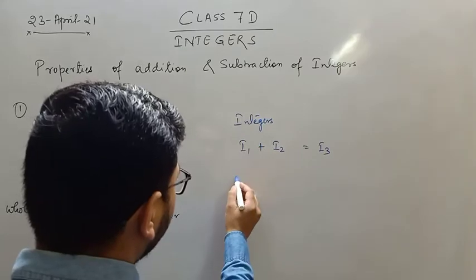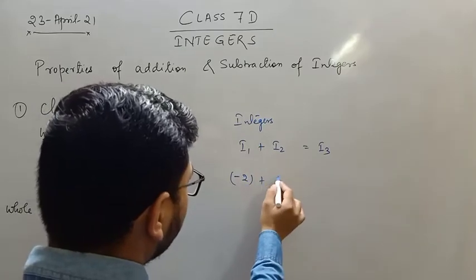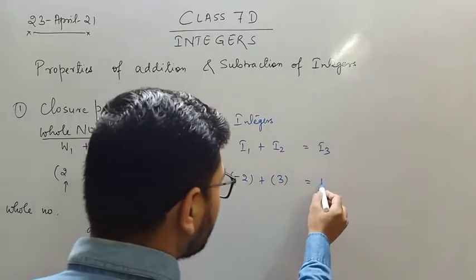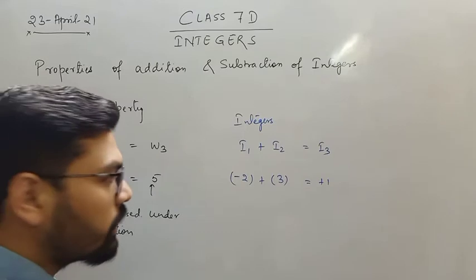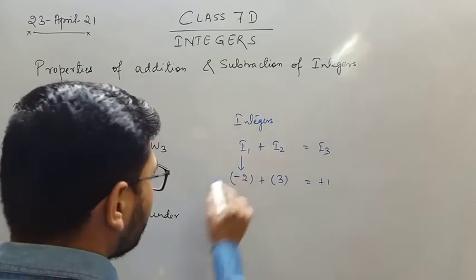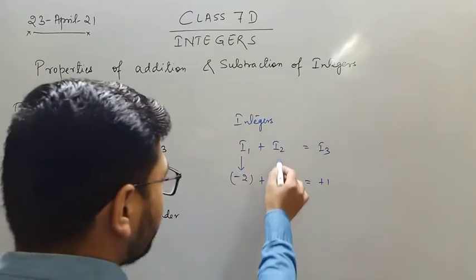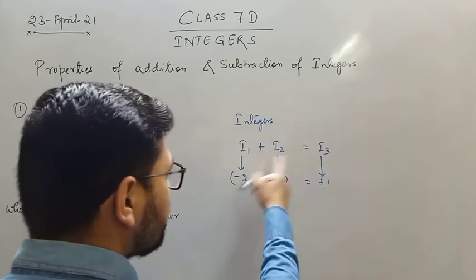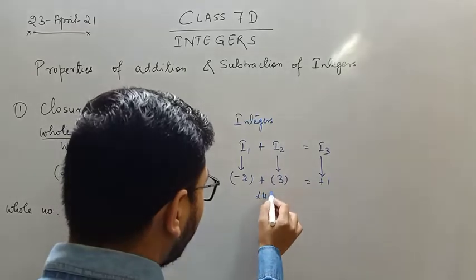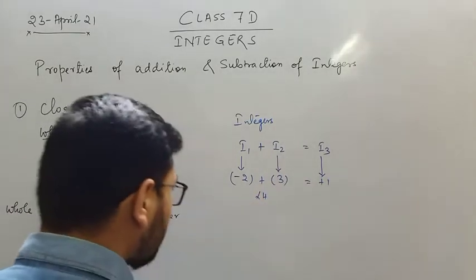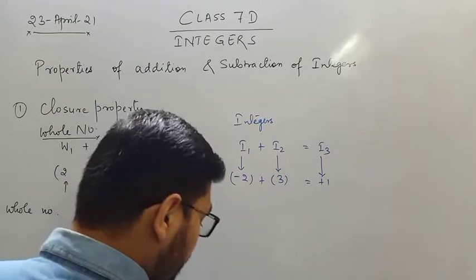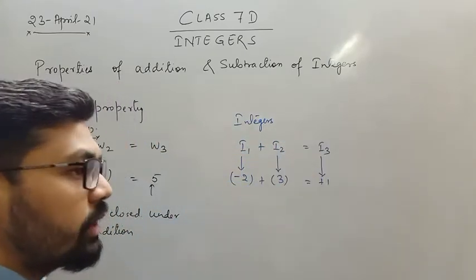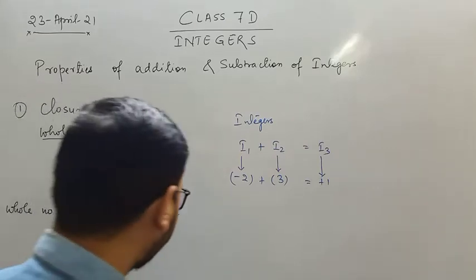Let's say I have one negative integer -2 and one positive integer +3. What result will I get? +1. So from here what I can conclude is -2 is an integer, +3 is an integer, +1 is an integer. That means LHS equals RHS. In the LHS you have integers, in the RHS you have integers. That means addition of two integers also follows closure property.